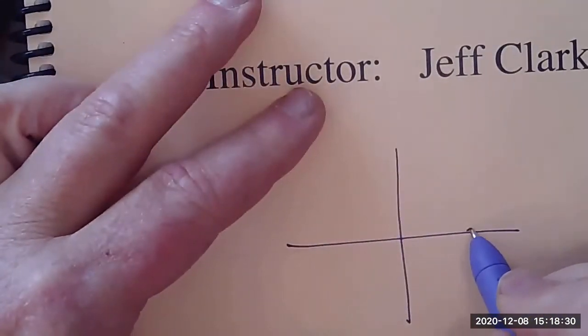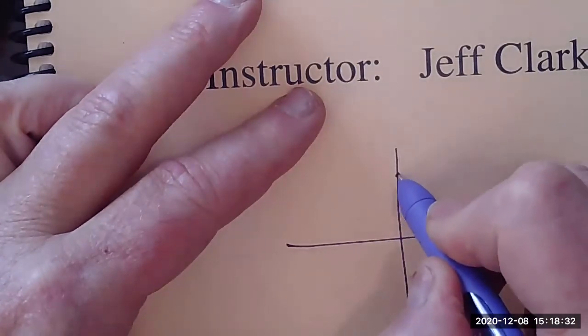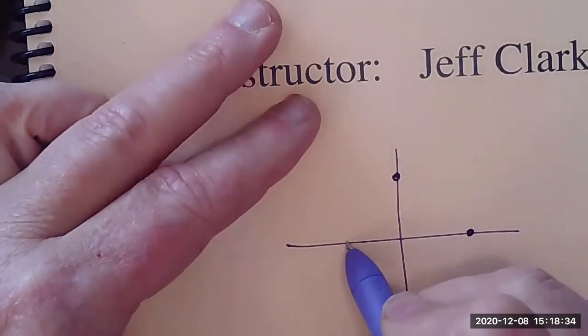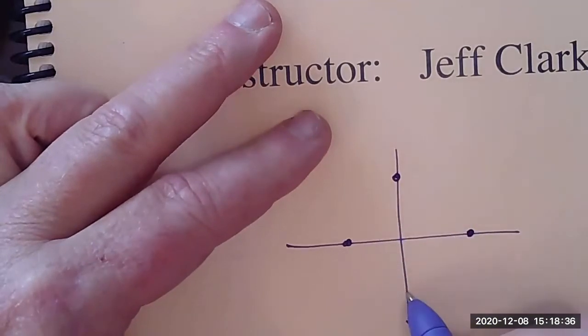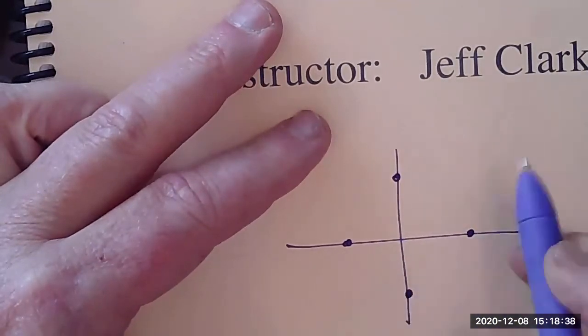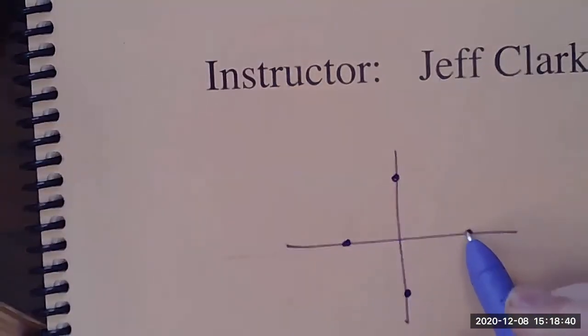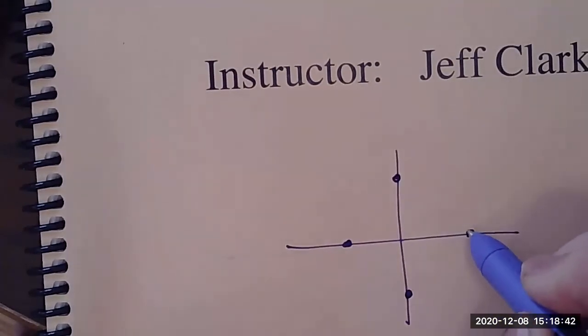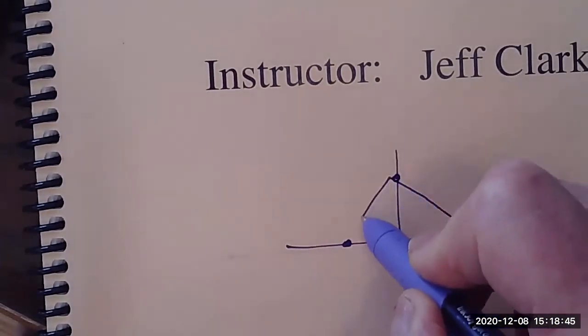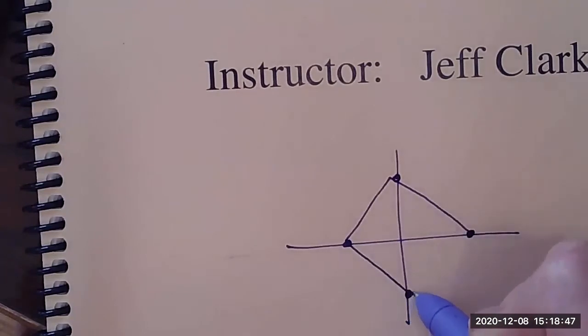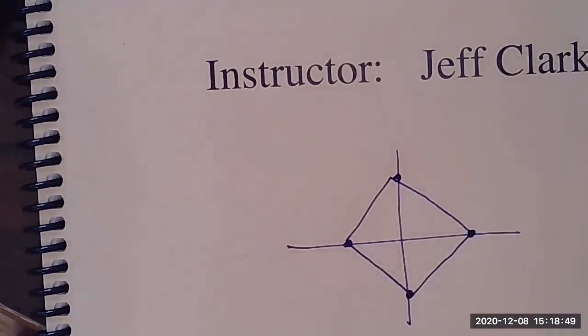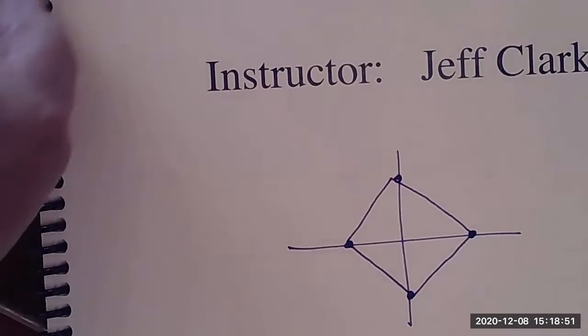Okay, it's going to plot this one. It's going to plot this one. That's 90 degrees. It's going to plot this one. That's 180. It's going to plot this one. That's the 4th one. And then 360 back here. So it's going to go like this, really fast.